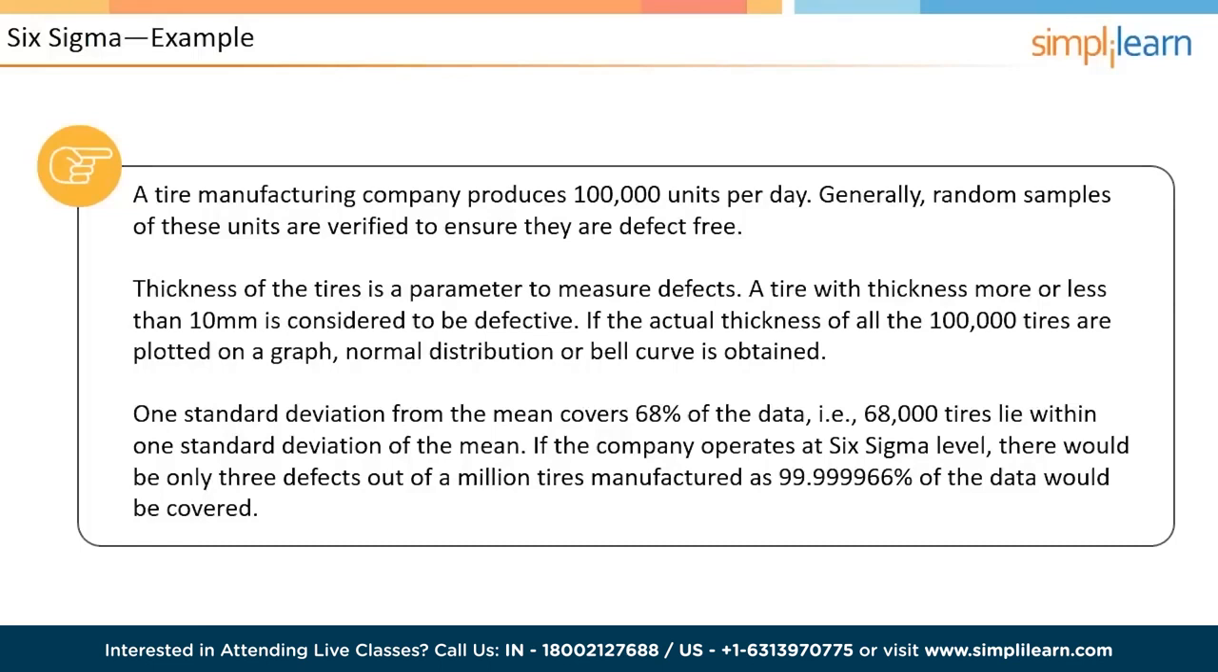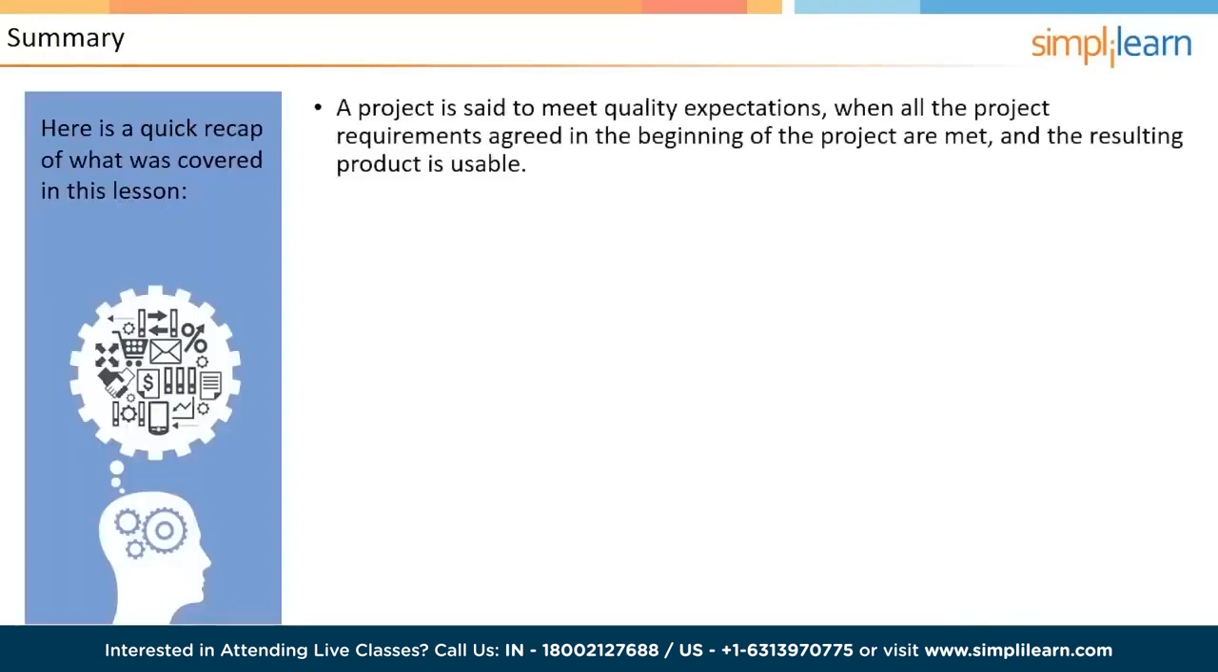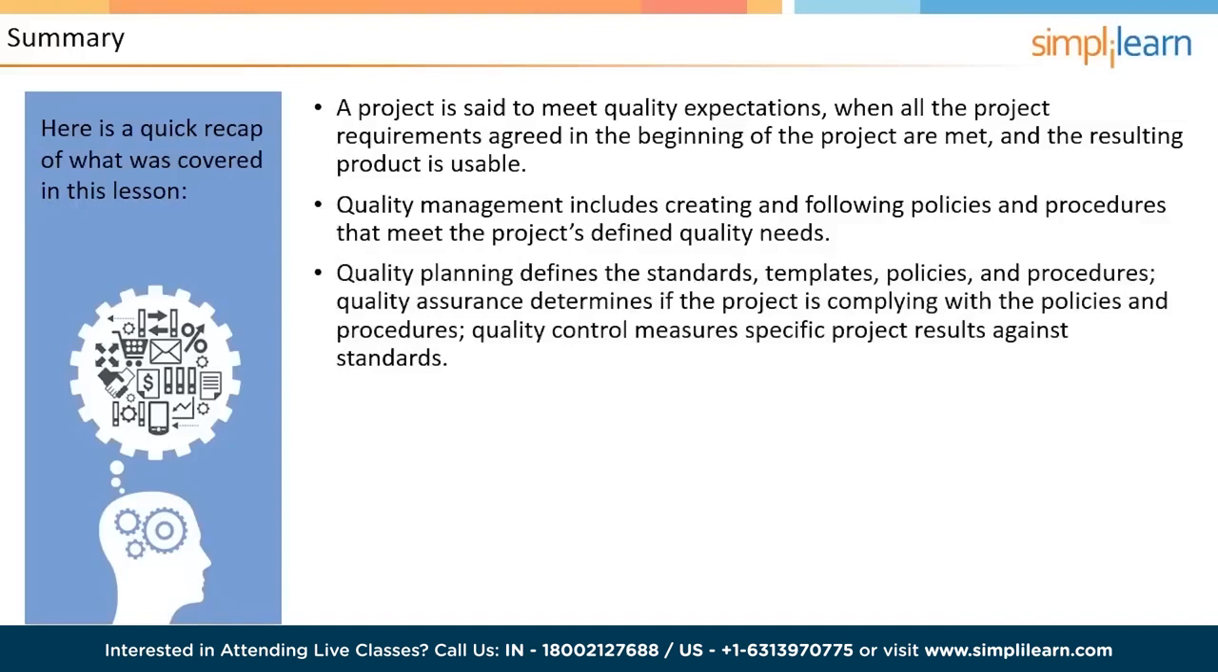Let us now check your understanding of the topics covered in this lesson. Here is a quick recap of what was covered in this lesson. A project is said to meet quality expectations when all the project requirements agreed in the beginning of the project are met and the resulting product is usable. Quality management includes creating and following policies and procedures that meet the project's defined quality needs. Quality planning defines the standards, templates, policies, and procedures. Quality assurance determines if the project is complying with the policies and procedures.